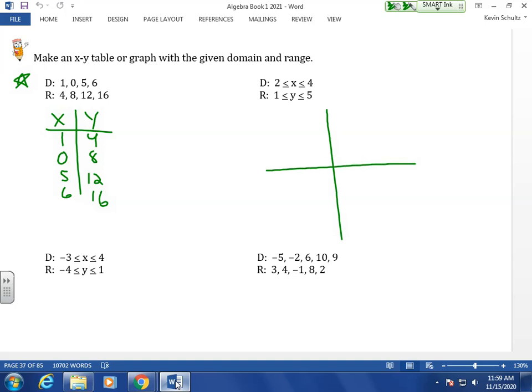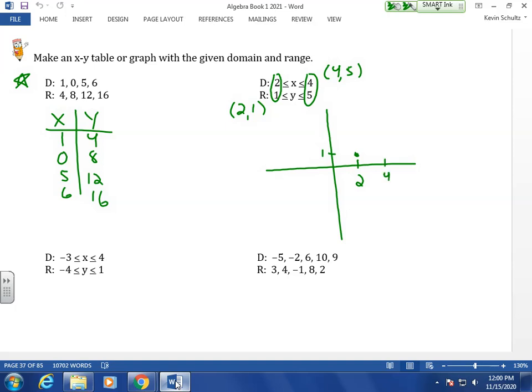And like we talked about, we can kind of math hack this by looking at the low end of the domain and the range and take that ordered pair. 2, 1. Plot it. Here's 2. Here's 1. 2, 1 is going to be right about there. And then take the high end of the domain and the range, 4, 5, and plot that.